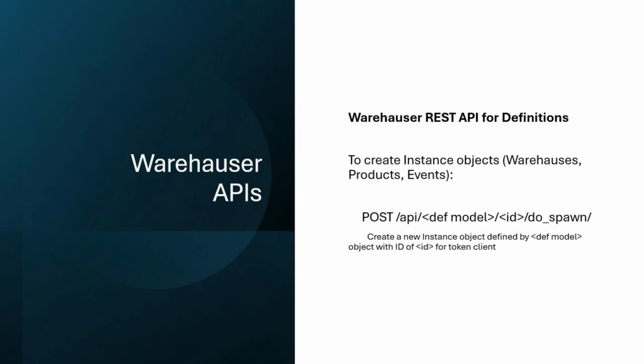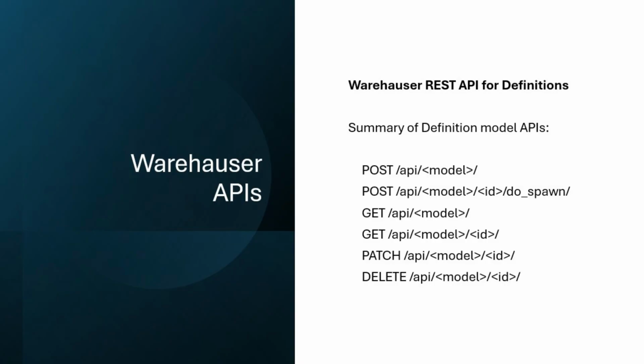The definition models have a special extra endpoint to create instance objects. These endpoints take the form of post method to /API/def model name/ID of the definition object/do_spawn. So in summary, the definition model endpoints are like so. And for example, here are the event-def REST API endpoints.